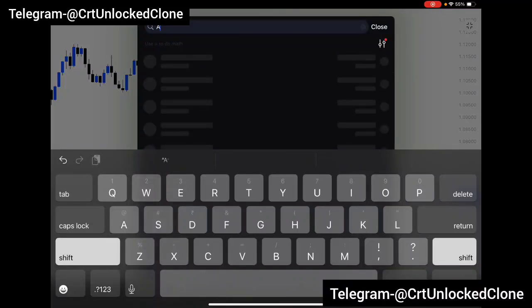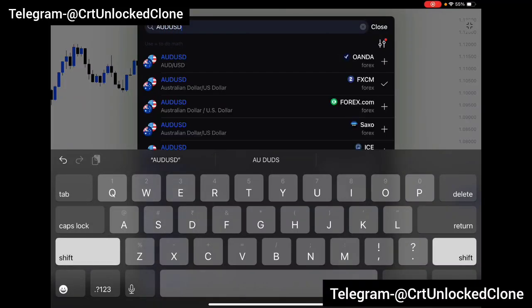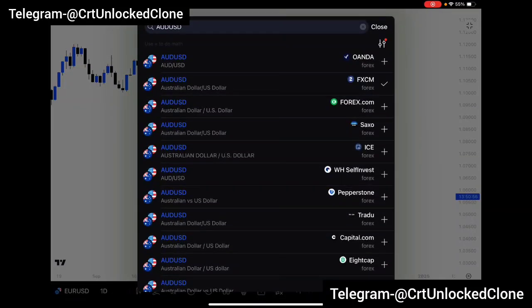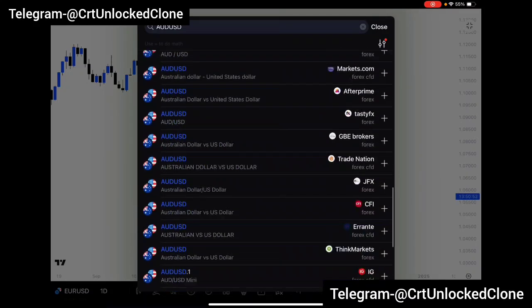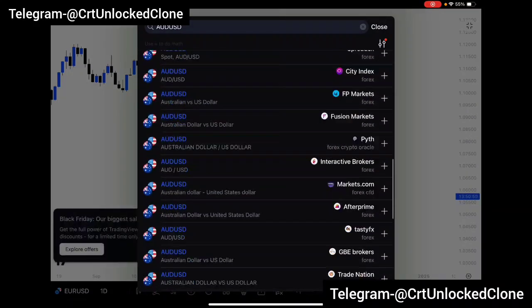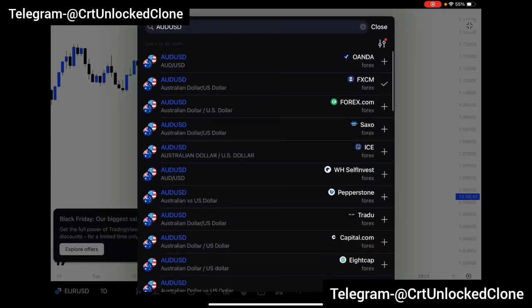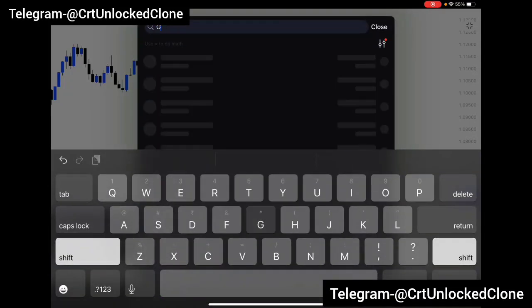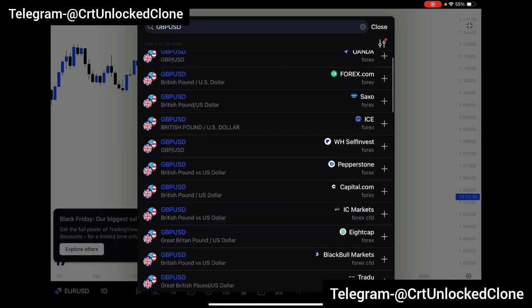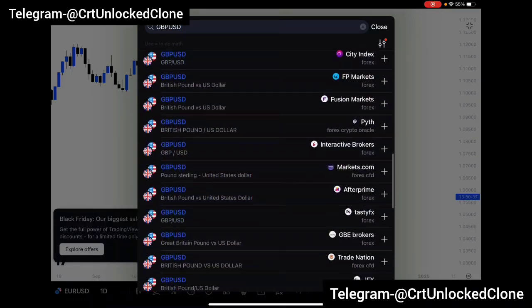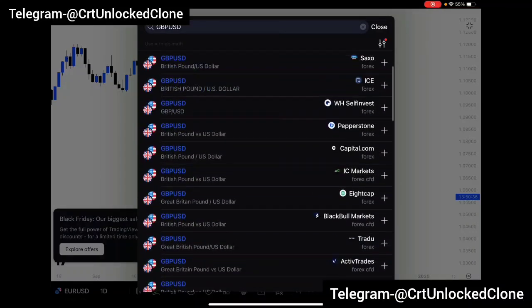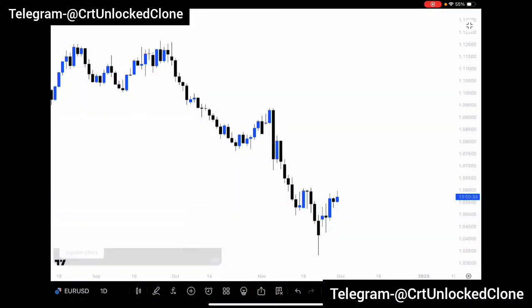If you search AUD/USD, even here you can see so many brokers, like EUR/USD. You can see so many brokers are there. Even here you choose FXCM. Also I'll show you GBP/USD. Even here you can see a lot of brokers, and you need to choose FXCM. Choose FXCM for every pair on Forex. That will be helpful in your trading journey, guys.